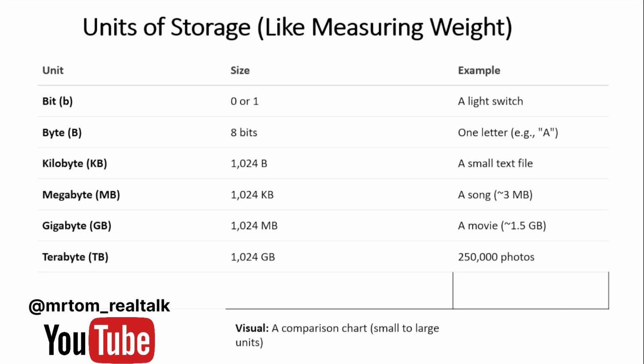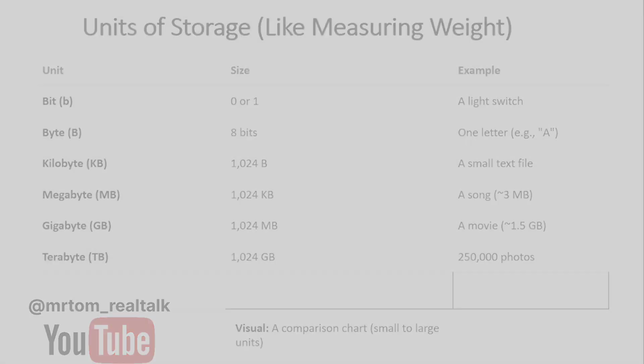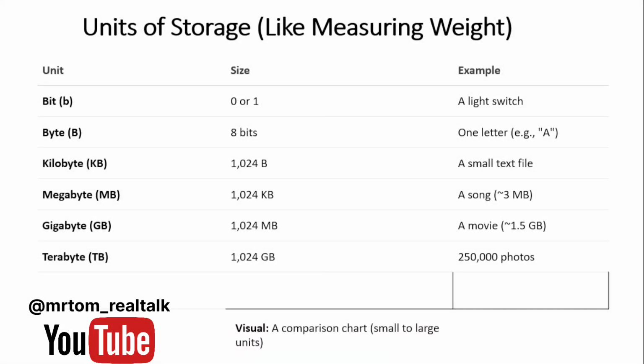Then the next one here is megabyte. 1 megabyte is 1,024 kilobytes. A real life example here is the music you download online. When you're downloading a song on the internet, you see it come in megabytes, 5 megabytes, 6 megabytes, 7 megabytes, 8 megabytes. Those are the size of the data or the file you're downloading.